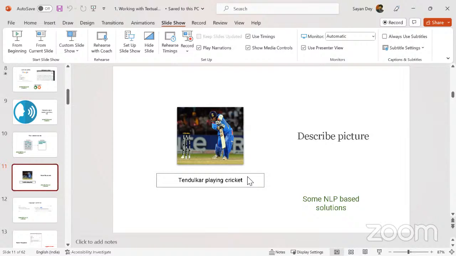Yes. The text will be said aloud. Exactly. I think you already mentioned that. Sorry, I missed that. Yes.